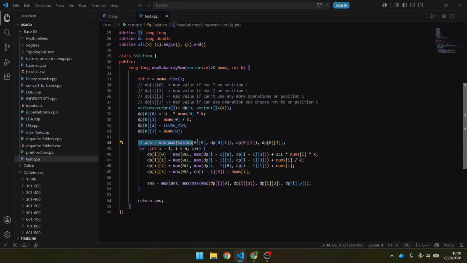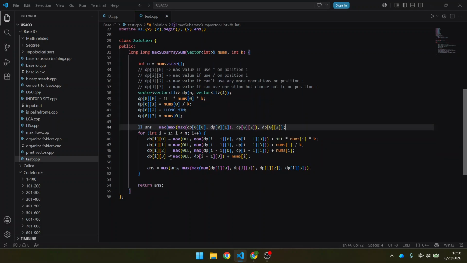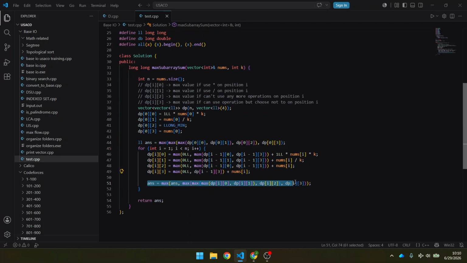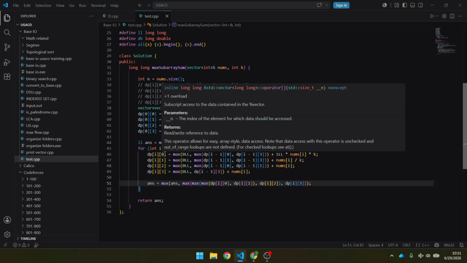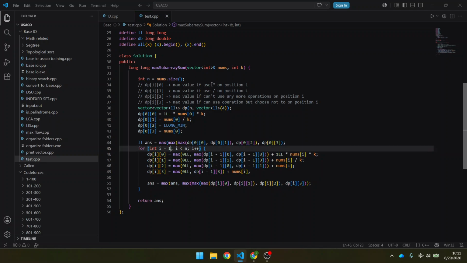So currently our answer will be the maximum of all of those, right? And then after everything, we can just update our answer at each step. Now for the DP recurrence, okay, for the numbers from the second all the way to n, we can find the DP for those.